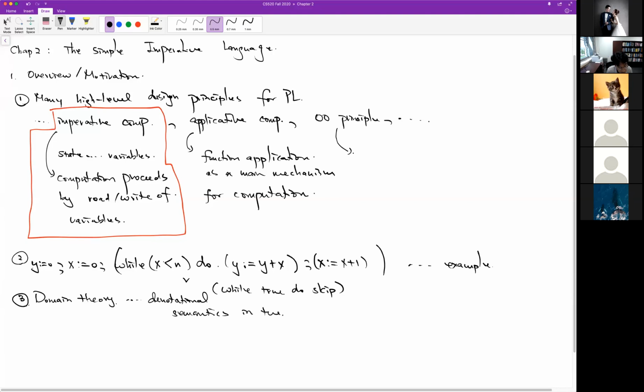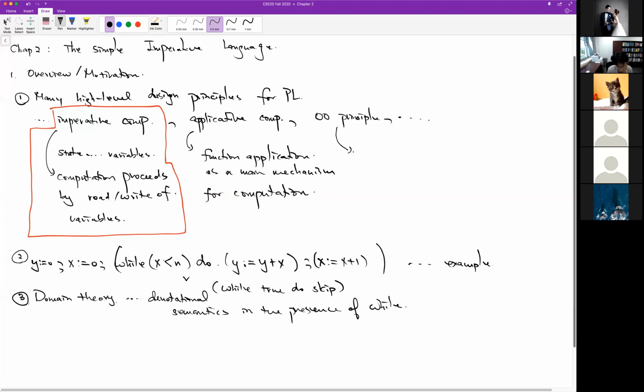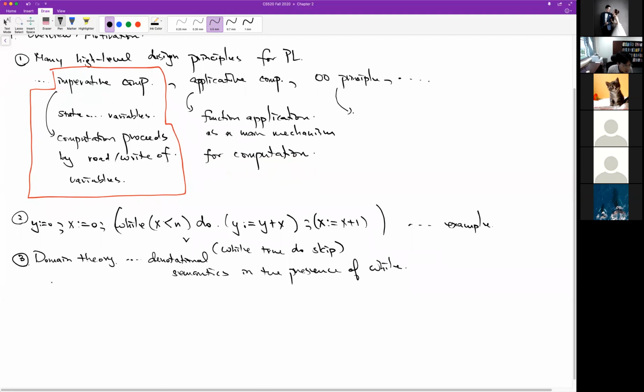In the presence of while. And then the other bit that we're going to study here is some language design principles, especially something called syntactic sugar.